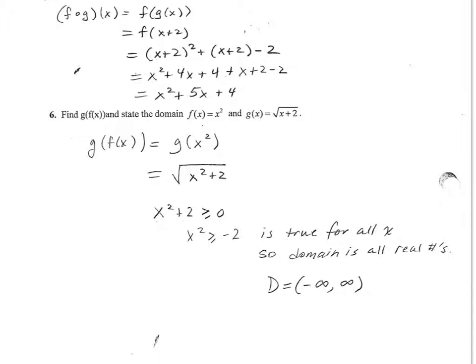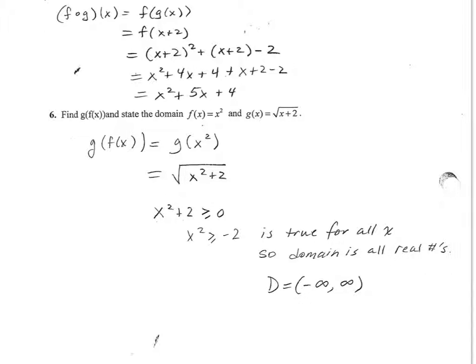And I'm going to be composing the functions, but this time it wants me to get g of f of x, so I'll be plugging the f into the g. So to plug f into g, all I take is this x squared and plug it in where I see the x over here. So if I get g of x squared, I get nothing more than the square root of x squared plus 2. Well, in order to find the domain of this function that I wrote down, what's under the radical must be greater than or equal to 0.